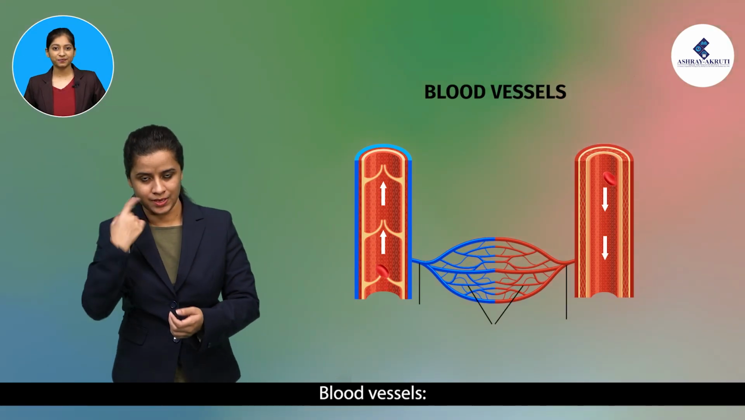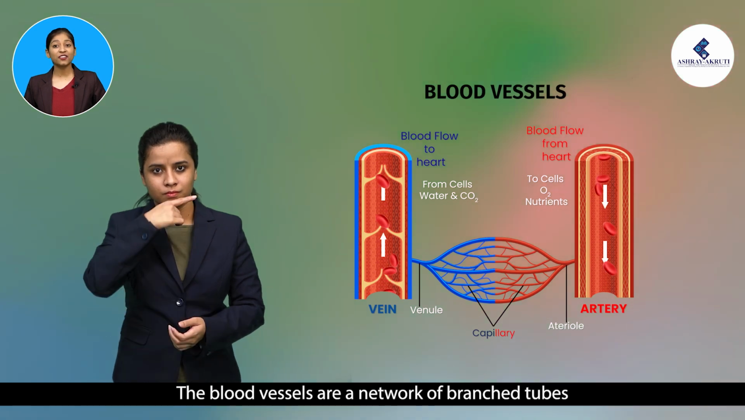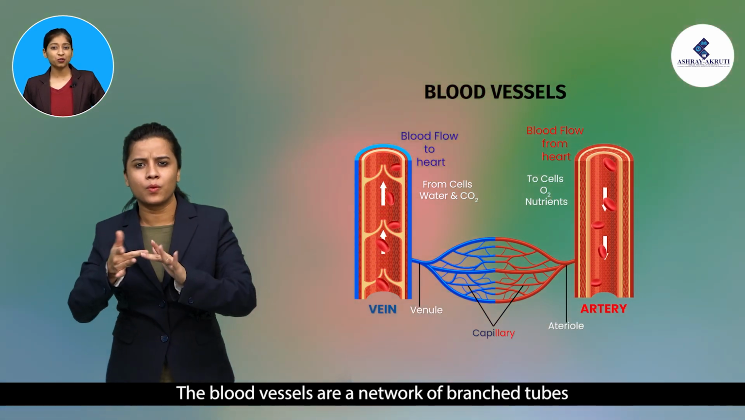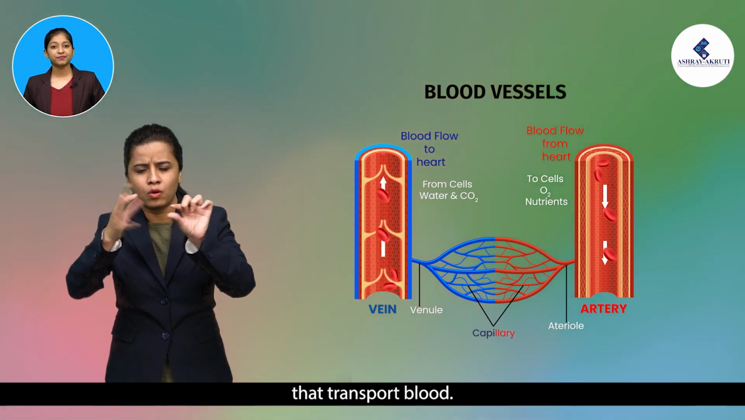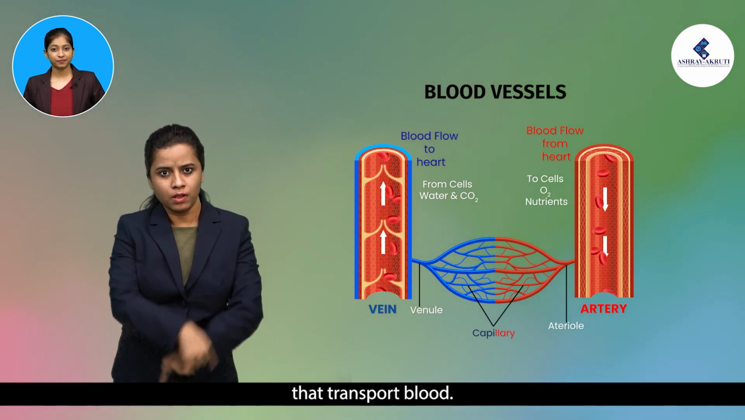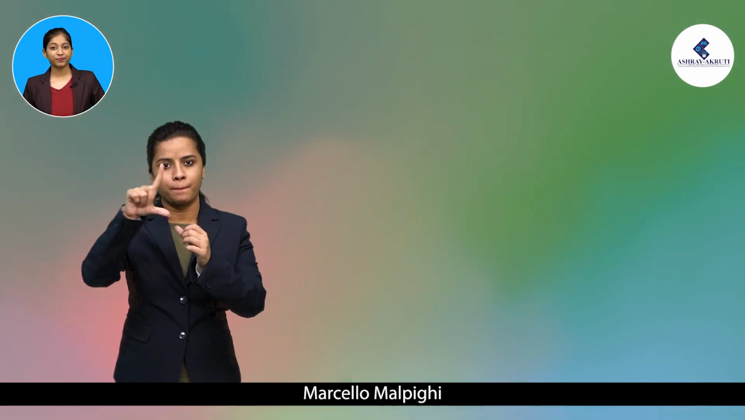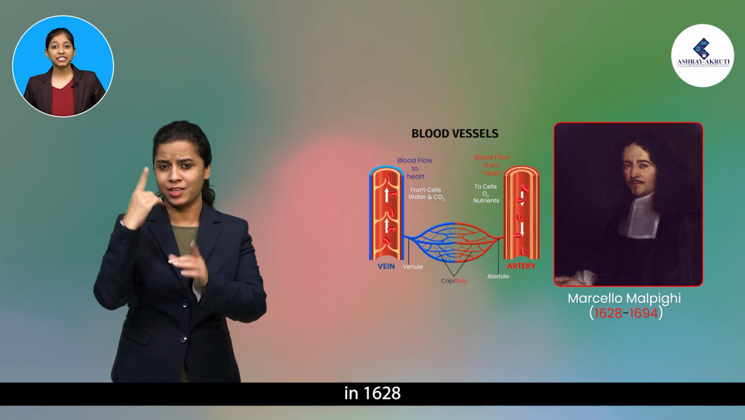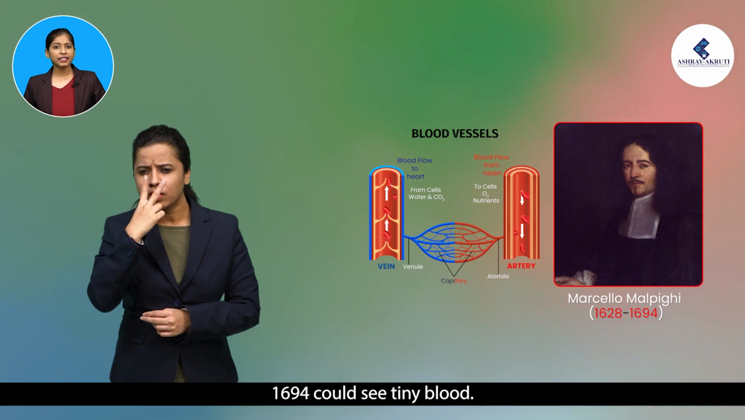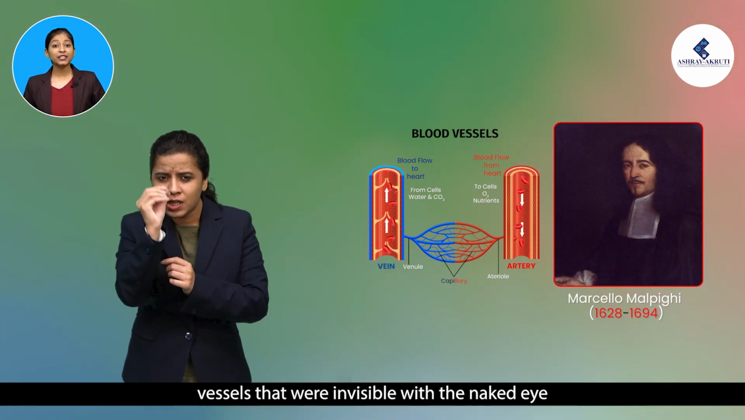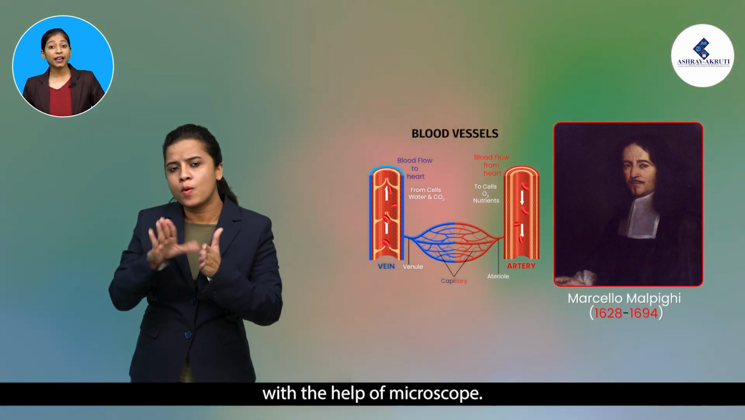Blood vessels. The blood vessels are a network of branched tubes that transport blood. Marcello Malpighi, 1628 to 1694, could see tiny blood vessels that were invisible to the naked eye with the help of a microscope.